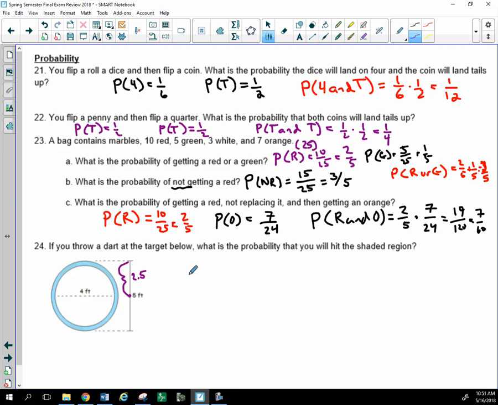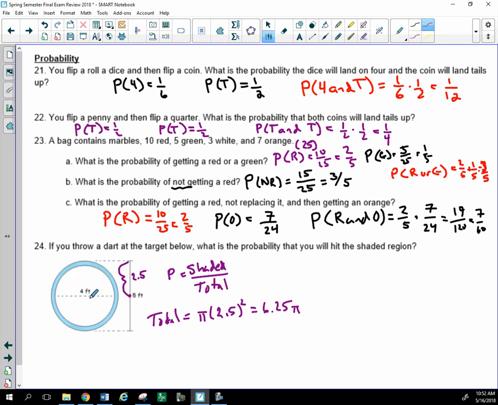So remember, we're going to take the shaded area to find the probability. We're going to go shaded divided by total. So I'm going to calculate total first, and then we'll figure out the shaded. So total area, since it's a circle, the area is pi times the radius squared, 2.5, and if I multiply that out, I get 6.25 pi. So that's my total area, so that's going to be the number on the bottom.